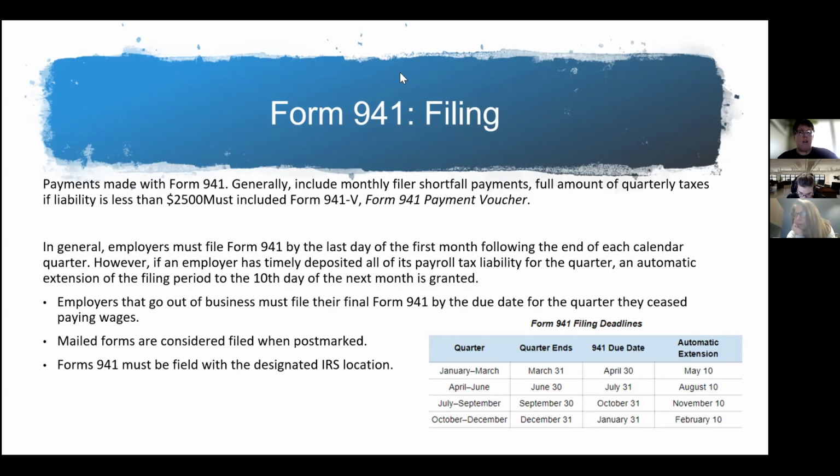If you are a monthly payer or semi-weekly payer and you've made your deposits all on time, you can get an automatic extension for filing your 941, which is a 10-day extension. So they have to be filed by the 10th of the month following the due date. But that's only if you've made your deposits in a timely manner.